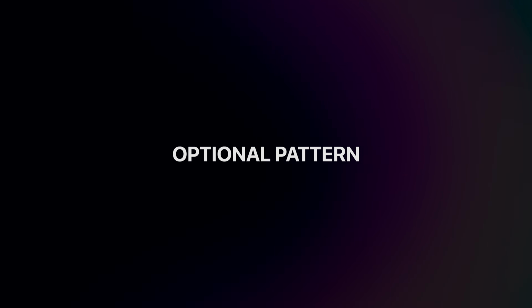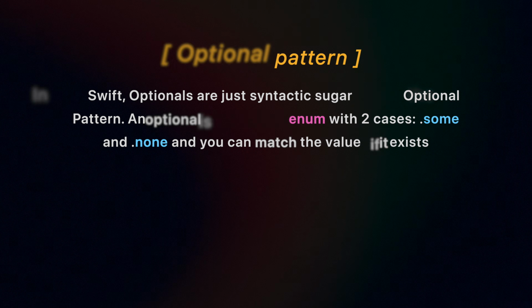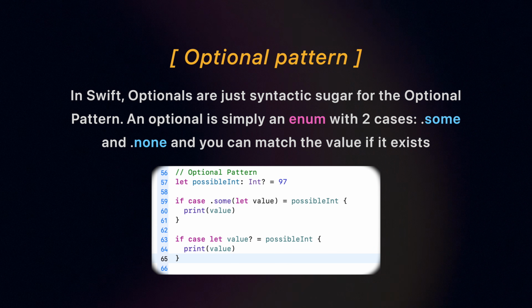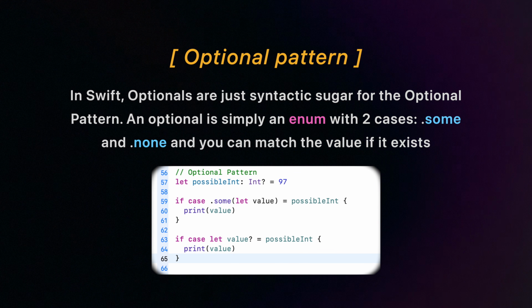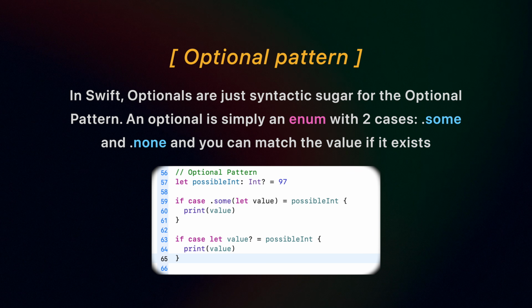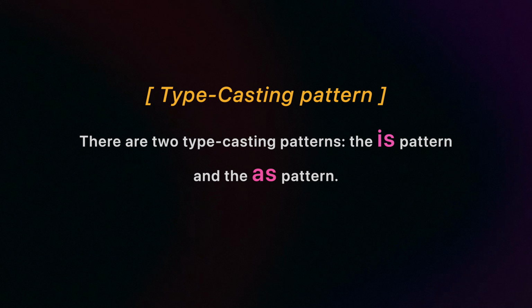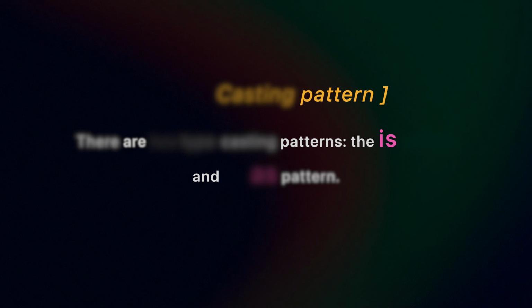Optional pattern. In Swift, optionals are just syntactic sugar for the optional pattern. An optional is simply an enum with two cases, some and none, and you can match the value if it exists. Typecasting pattern. There are two typecasting patterns, the is pattern and the as pattern.